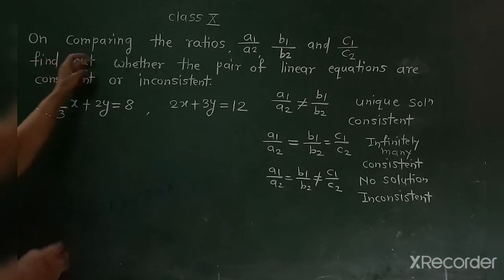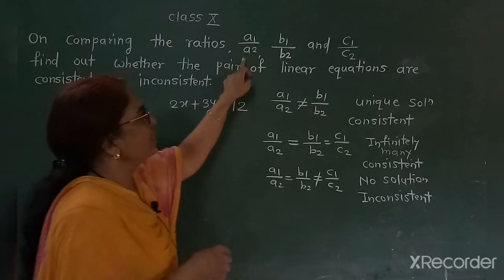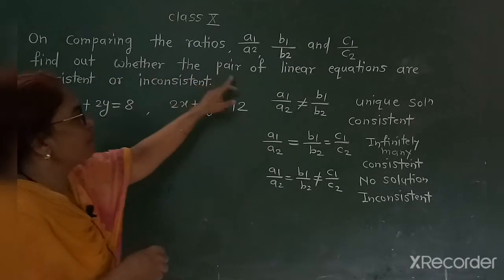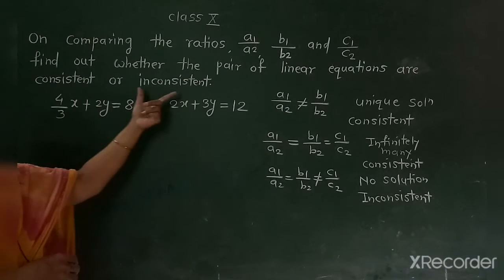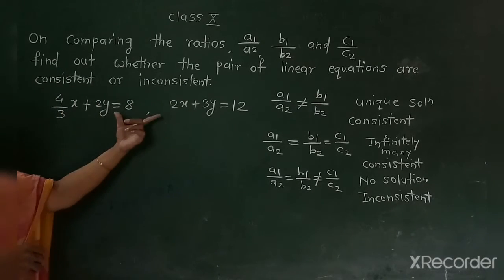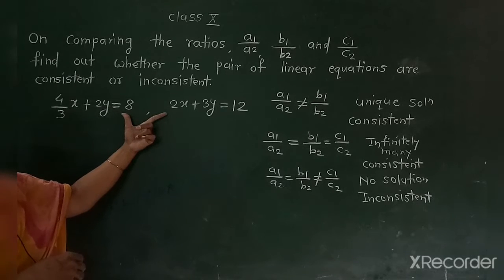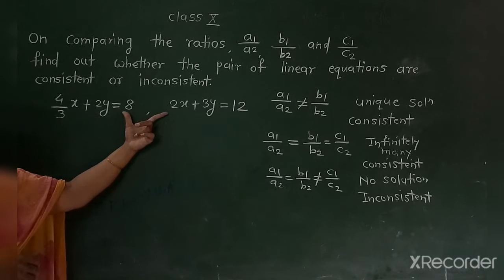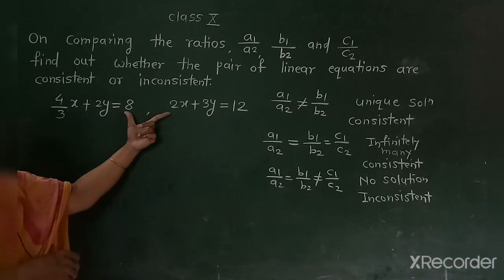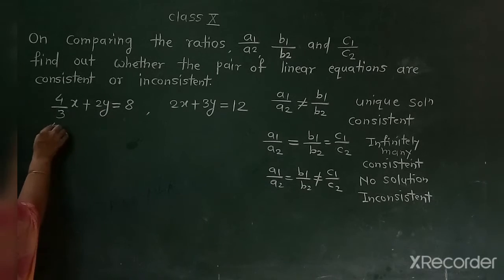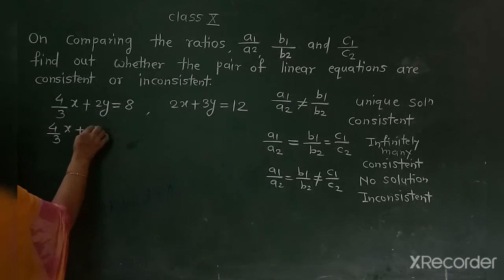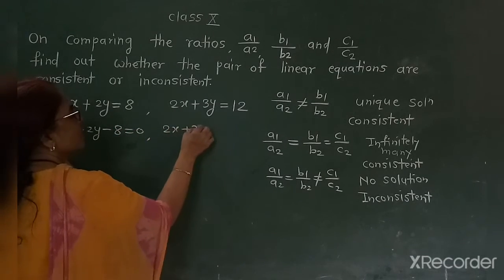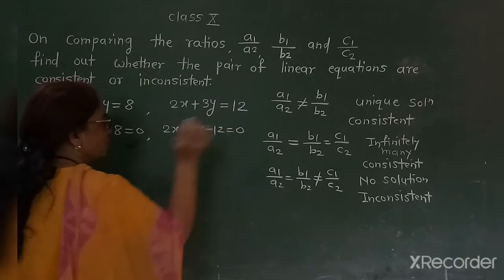This question is, on comparing the ratios of A1 upon A2, B1 upon B2 and C1 upon C2, find out whether the pair of linear equations are consistent or inconsistent. These are the pair of linear equations in two variables. Now these pairs are not in their general form, so convert these two equations in their general form. Plus 2y minus 8 is equal to 0 and 2x plus 3y minus 12 is equal to 0.